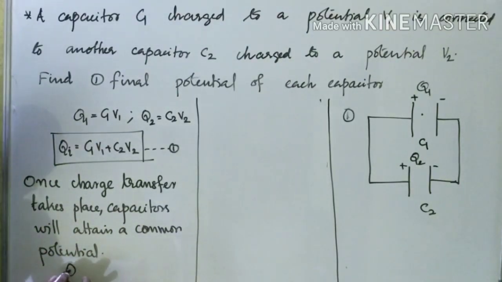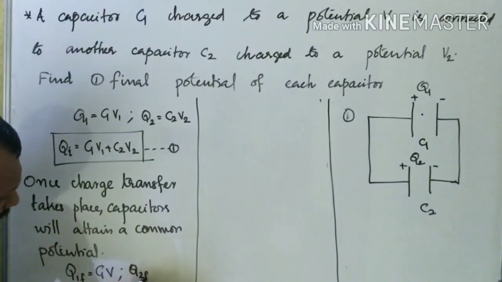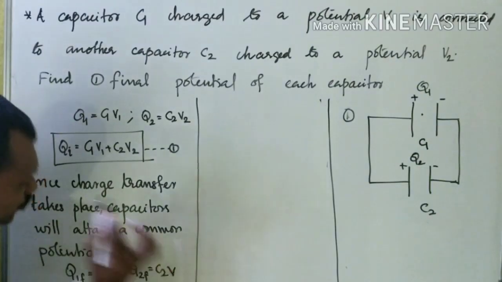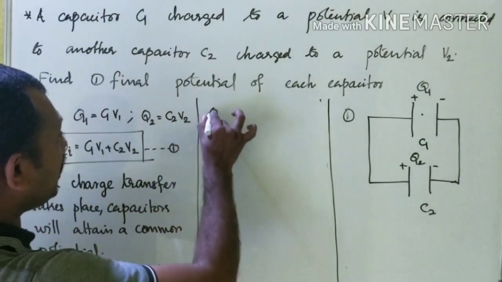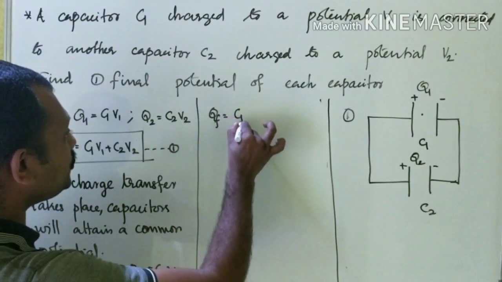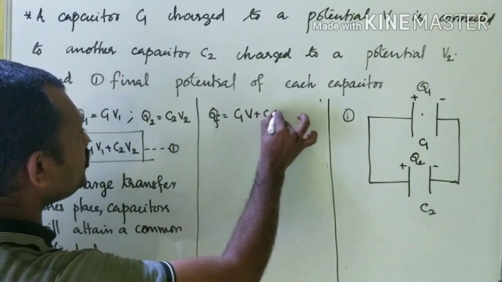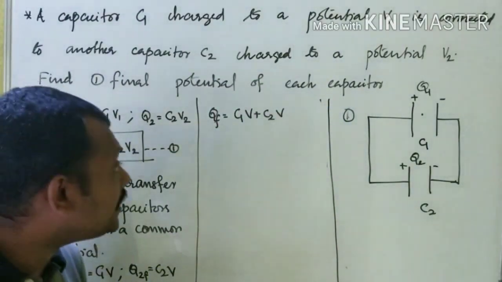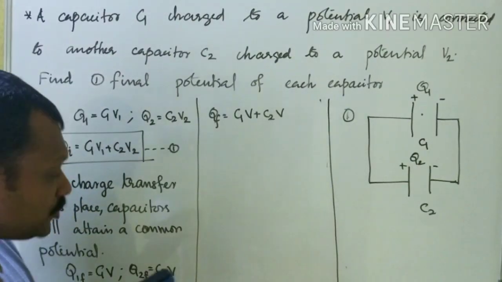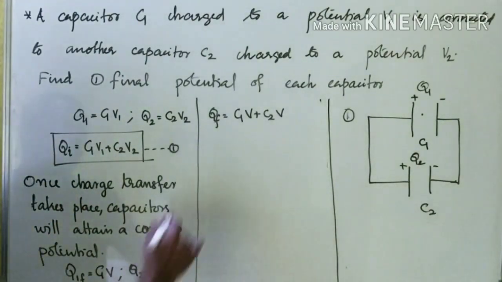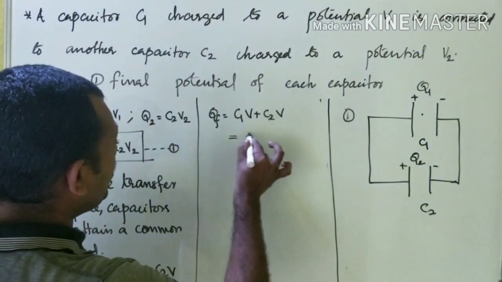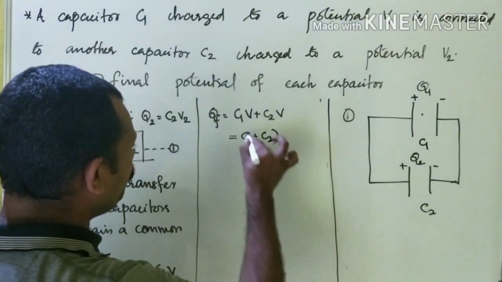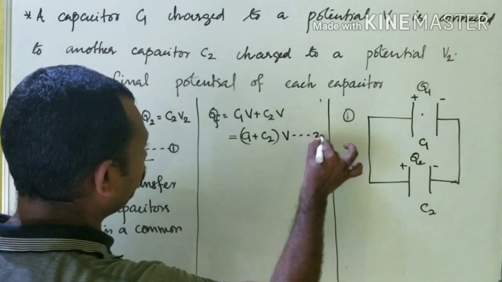Which means the final charge on the first capacitor will be equal to C1V, and final charge on the second capacitor is equal to C2V, which means final charge on the system will be equal to C1V plus C2V, which is equal to (C1 plus C2) into V. That is equation number 2.